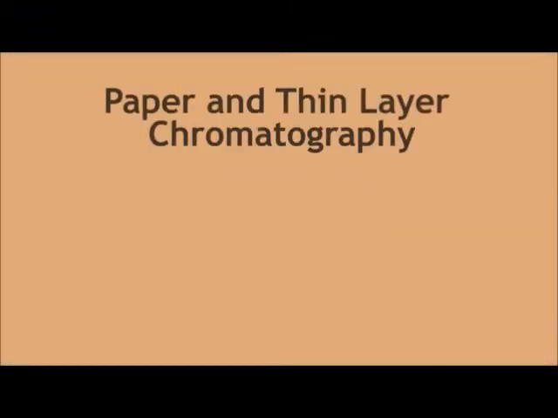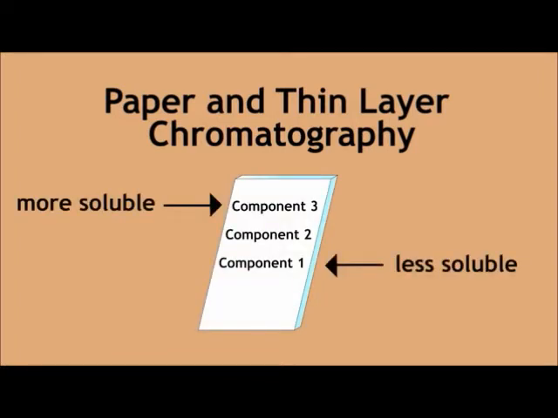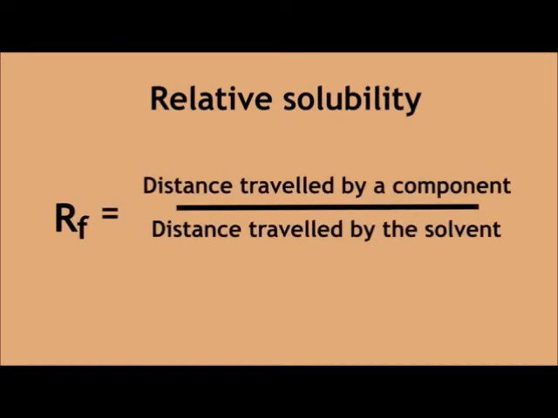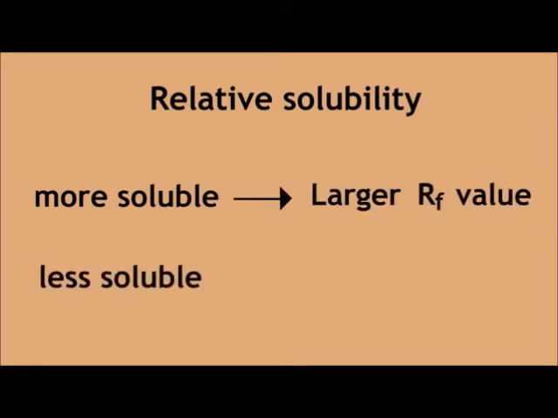In conclusion, paper and thin layer chromatography are used to separate components of a mixture based on their solubility. The relative solubility of the separated components can be determined by calculating their retention factor values. More soluble components have a larger retention factor value, and less soluble components have a smaller retention factor value.